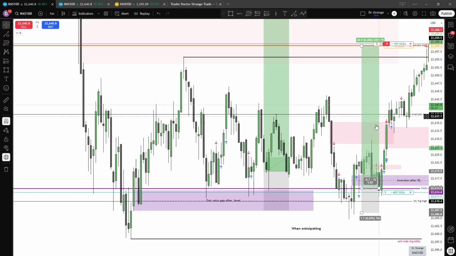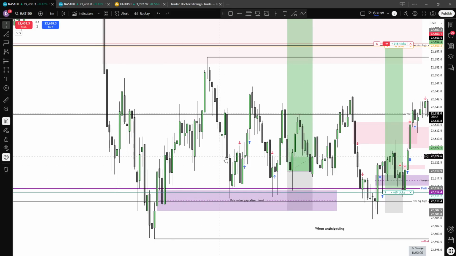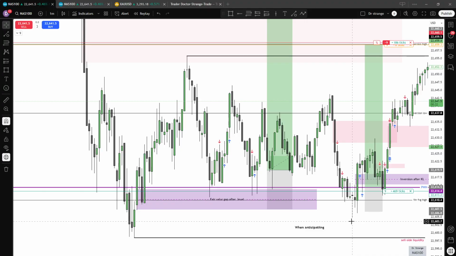You do not want to buy above the key level, because here price is in premium. Below, price is in discount. So ICT tells us to buy when we're in discount. So below the key level is discount price. Above is the premium, just like you see.